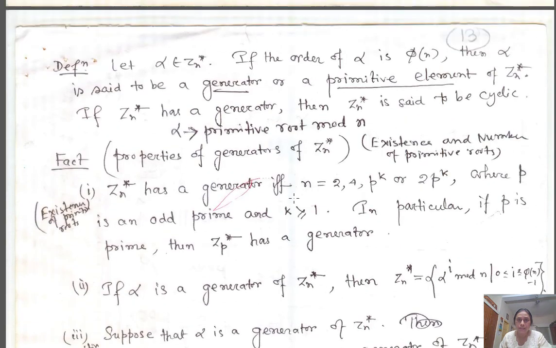We will discuss what we mean by generator, what we mean by primitive element, under what conditions, whether Zn star for all n has a generator or not, a primitive element or not, or what the restrictions on n are for which Zn star has generators. All those things we will discuss in the next class. Okay, let us stop here.